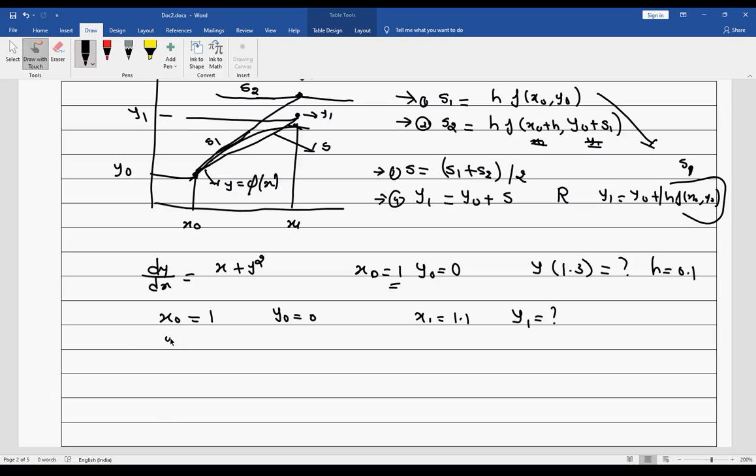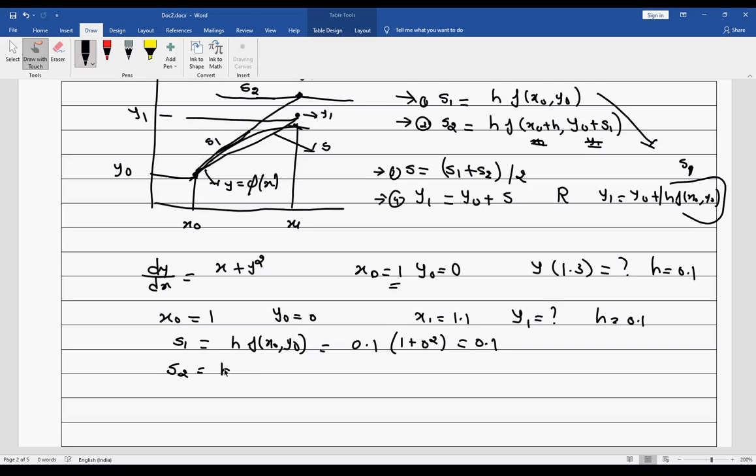So let's write the formulation. We have to find S1. S1 is equal to h into f of x0, y0. So h is my 0.1, we have taken h is equal to 0.1. F is my x plus y square. X is 1, y is 0 square. Okay, so I got 0.1.